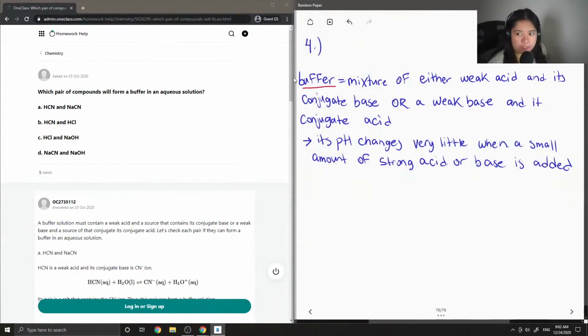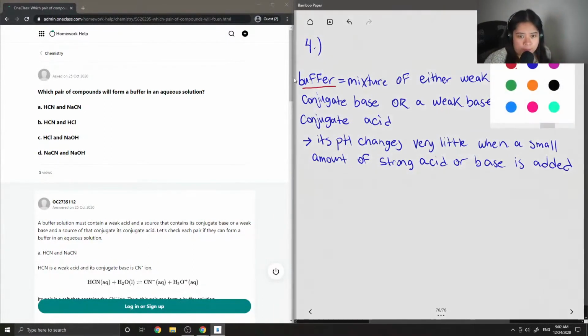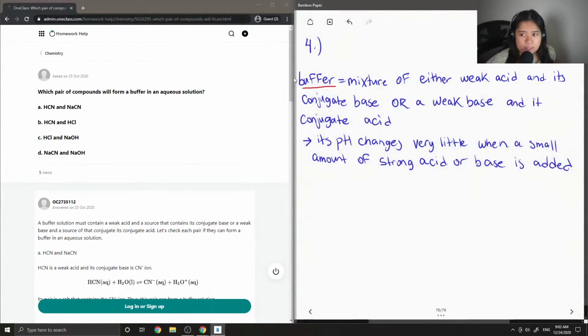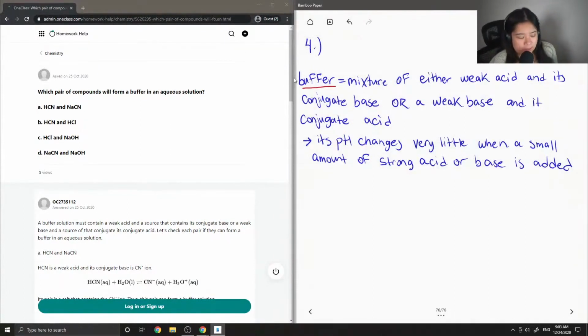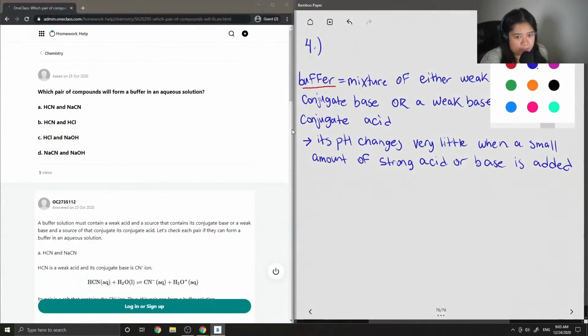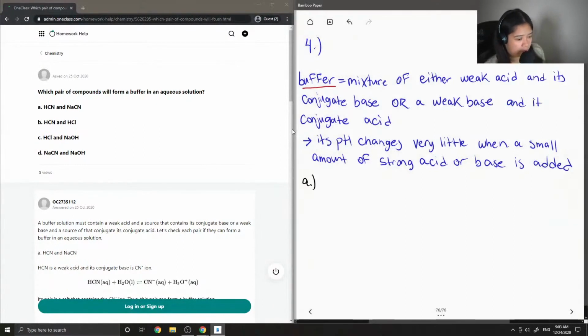So if you were to put like half of a milliliter of a strong base, such as sodium hydroxide, typically in water or in a normal solution, the pH would become more basic and change very fast. But if you had a buffer solution and added the same amount of sodium hydroxide, then it wouldn't change so drastically. Okay, so now let's look at all the options in the question and see whether or not they will form a buffer in aqueous solution.